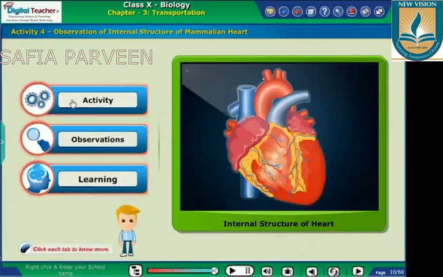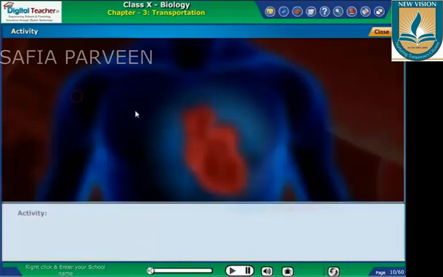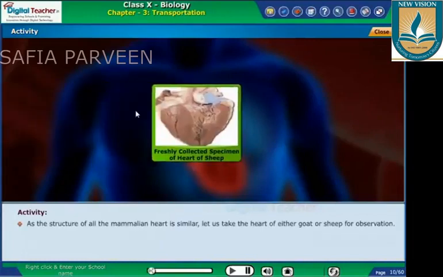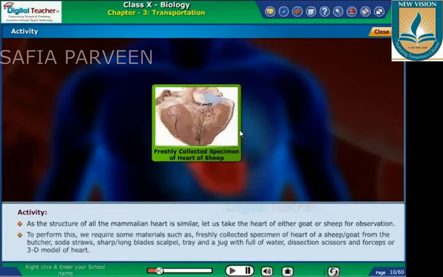To understand the internal structure of the human heart, first we collect a specimen of goat or sheep heart from a butcher, because the heart of a goat or sheep is very similar to the human heart, the mammalian heart. All the mammals have nearly the same heart, so we can go with a goat or sheep heart. There are certain materials required for doing this experiment. What are those materials, we will see now.